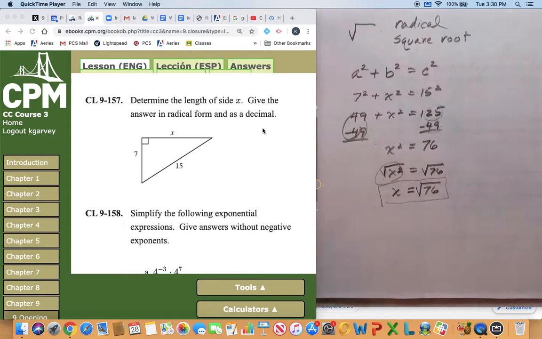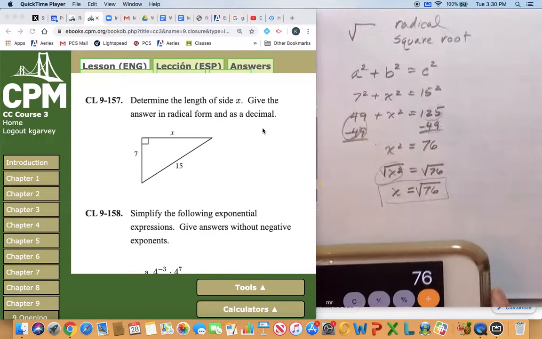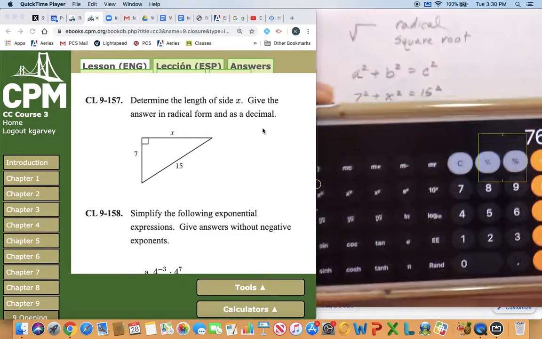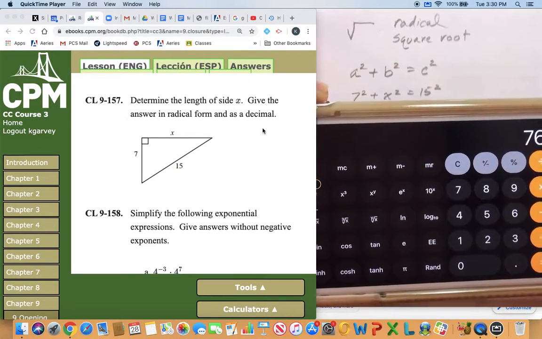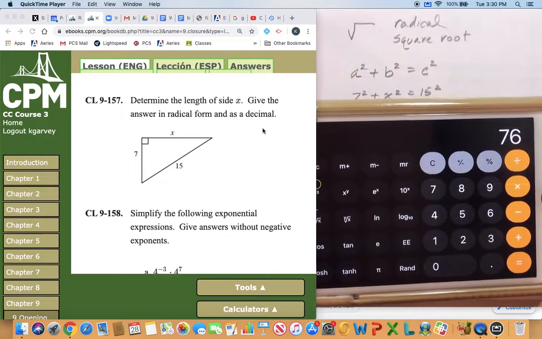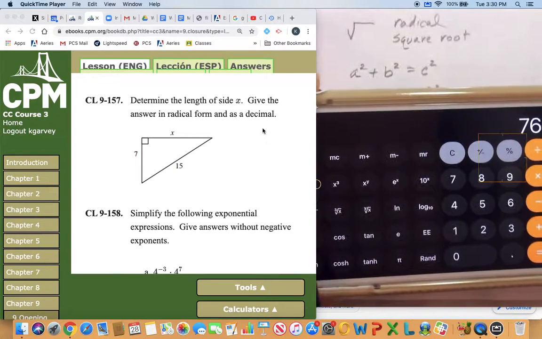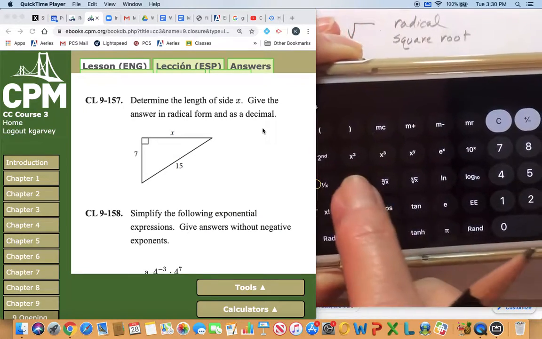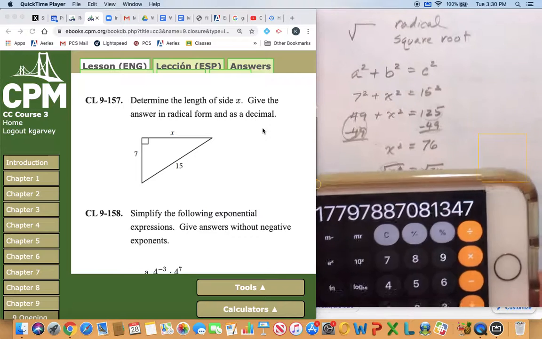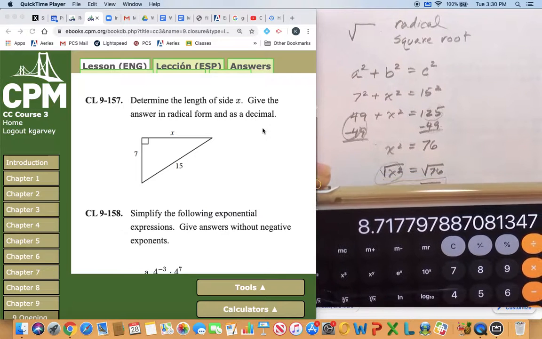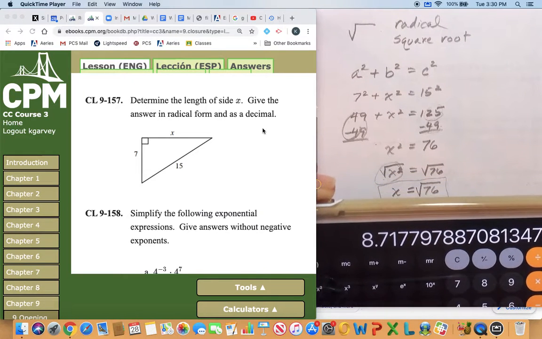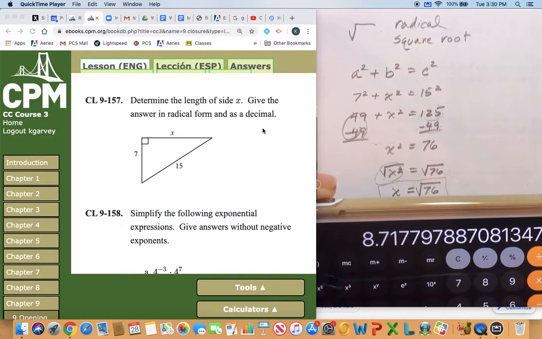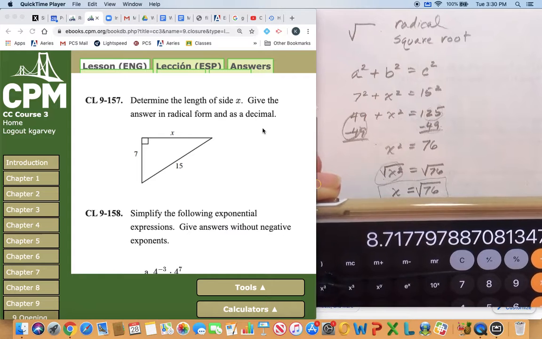If we're going to provide it as a decimal, then we need to take the number 76 and find out what the square root of 76 is. So the square root of 76 we can find by using this function over here. So we find out that the square root of 76 is 8.717, or we'll just round it to the second decimal place.